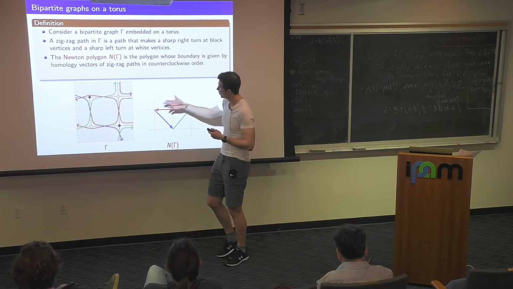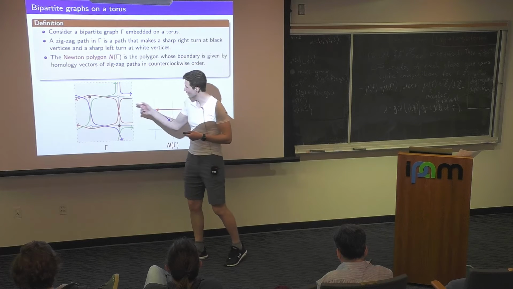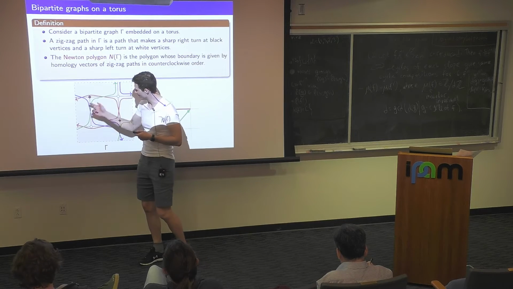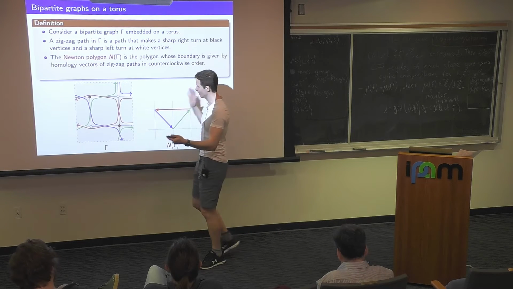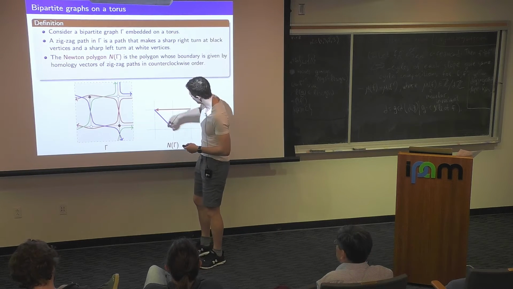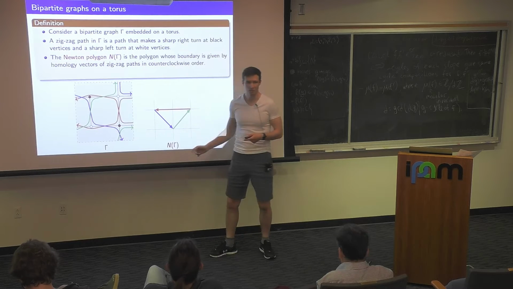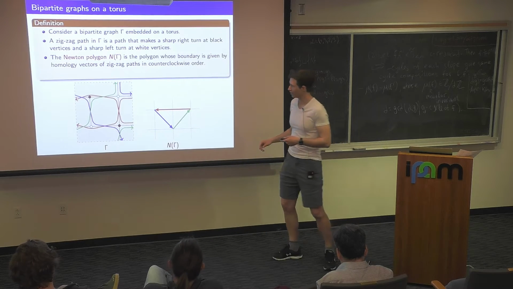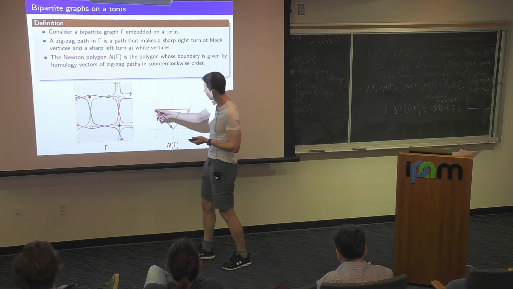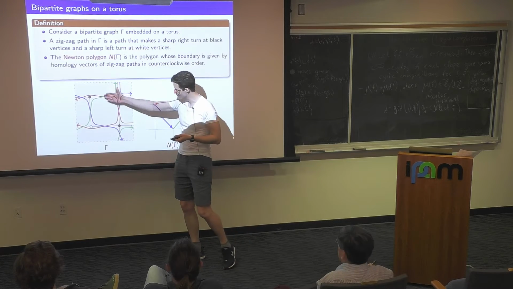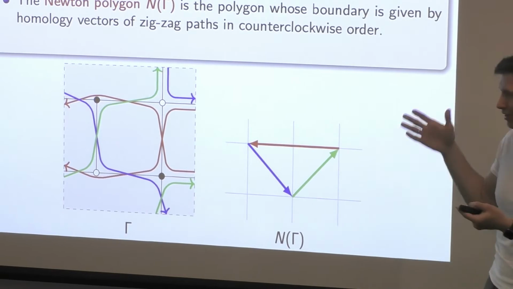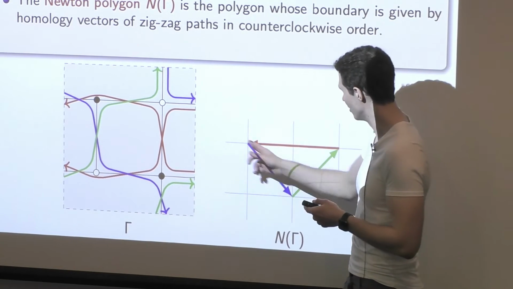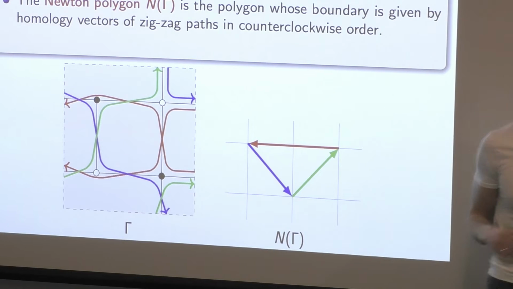Right? There are two ways to get the Newton polygon. One is to just record the homology classes. Every zigzag path is a closed loop on the torus. It has homology, which is an integer vector in the plane. So if you just record them counterclockwise, you get the Newton polygon. And another way to get the Newton polygon is to take the dimer partition function on this graph. It's going to be a polynomial in 2 variables. So you take the literal Newton polygon of that polynomial, and you get the same object here.